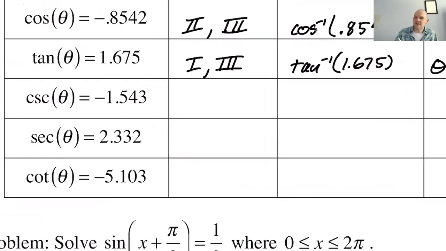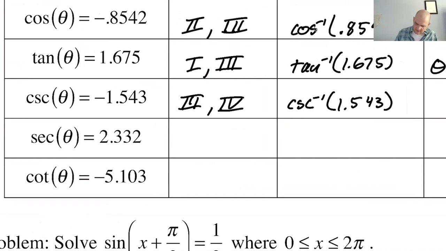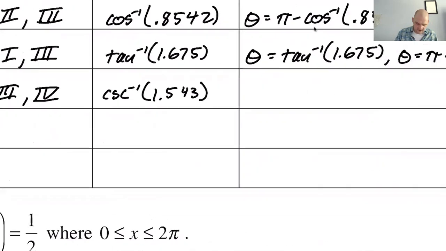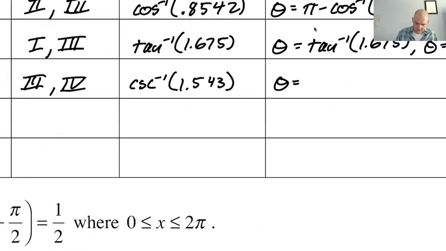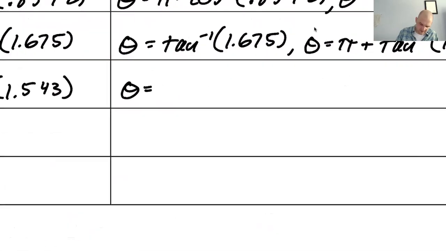Cosecant is basically sine. Sine is negative in 3 and 4. Our reference angle is cosecant inverse of 1.543. And these probably, when you first start doing this, were a little mysterious. So I think it's good when you go back and do practice problems. You get a better sense of you're actually learning. It's just, sometimes it's painful.